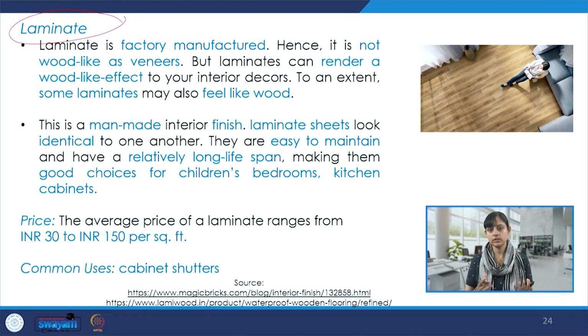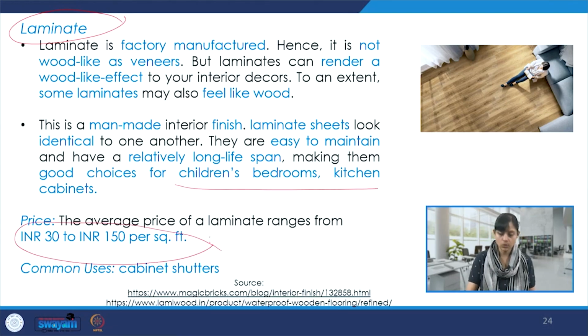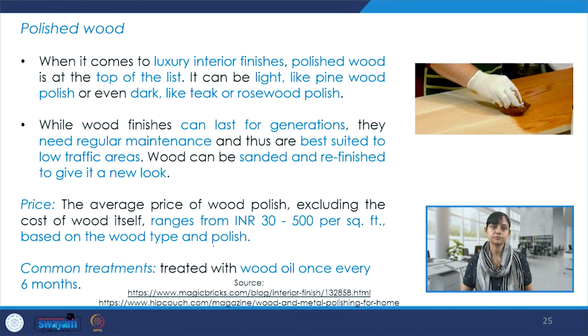Laminate sheets, so it comes in the form of sheets. They look identical to one another and they don't provide as much diversity or natural-looking timber as compared to veneer. They are easy to maintain, they have a relatively long lifespan, and they're good choices, especially for children's bedrooms, kitchens, storage cabinets, etc. And they cost less than the veneer, and they are used very popularly in cabinet shutters.